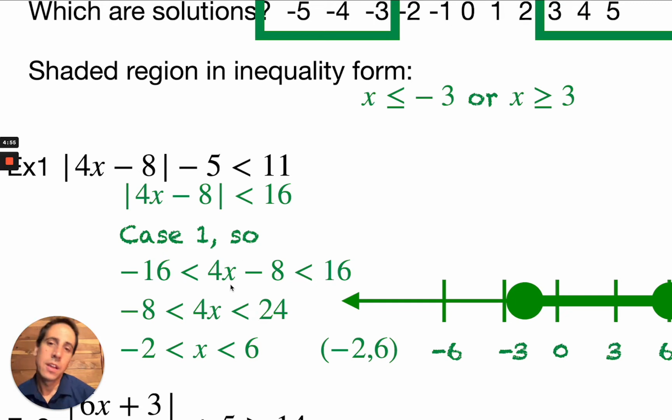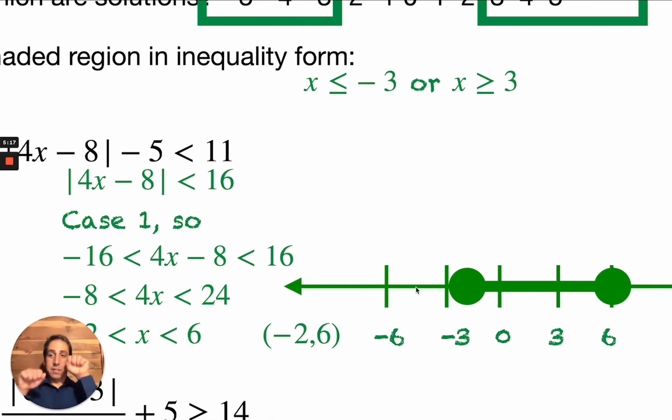All right, so let's solve for x. We can add 8 to all three parts, so it becomes this, and then dividing all three parts by 4, you get that. In the end, you have -2 is less than x is less than 6. These are all the numbers that are going to make the original inequality true. And you can see case 1: solid dot, closed dot, and then shading in the middle, in between -2 and 6. Here's the inequality form.